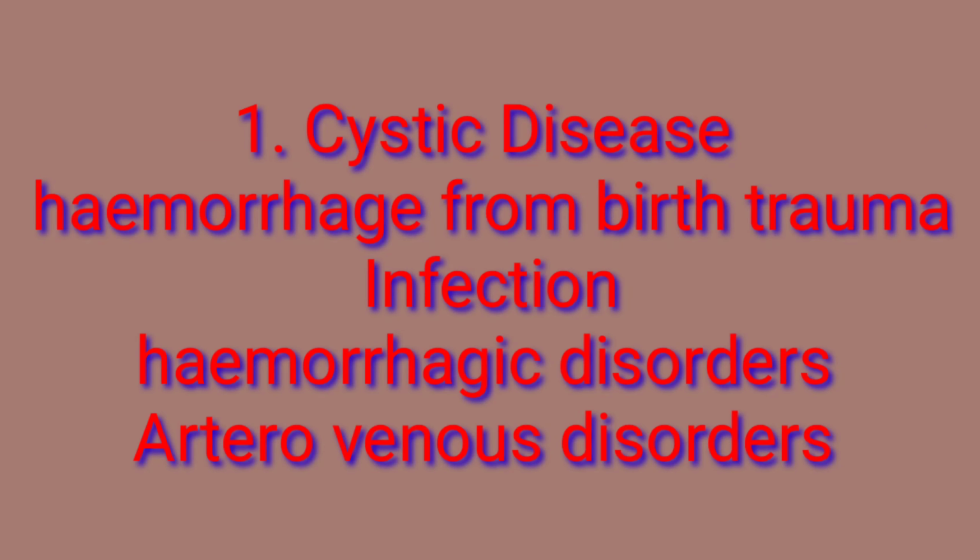Keeping in view adrenal calcification in children's x-rays and CT scans, if you come across any calcification, the topmost differential would be a cystic disease. This cystic disease may be because of birth trauma, like hemorrhage during the birth, or there might be some infection, or some hemorrhagic disorders going on, or you may think of arterial or venous thrombosis. So in your differential for children's adrenal calcification, the top differential would be a cystic disease.